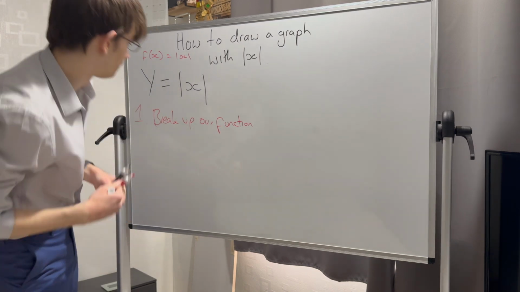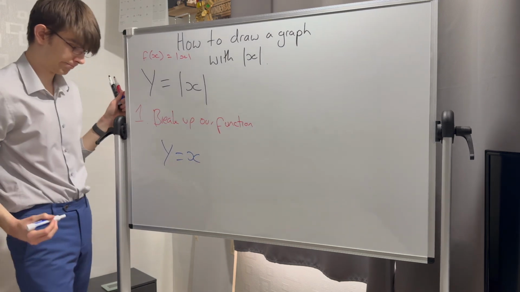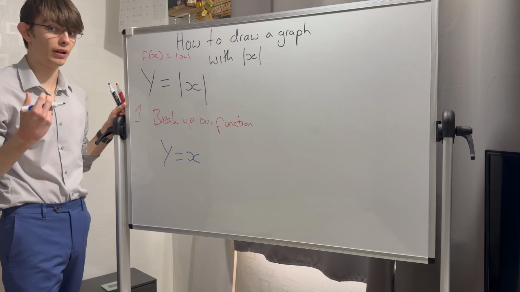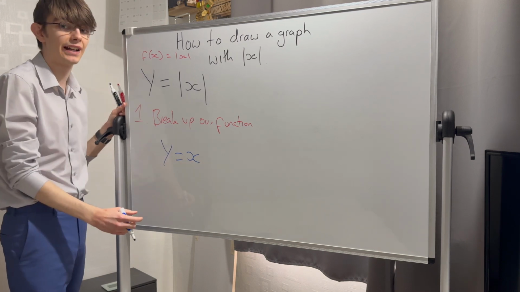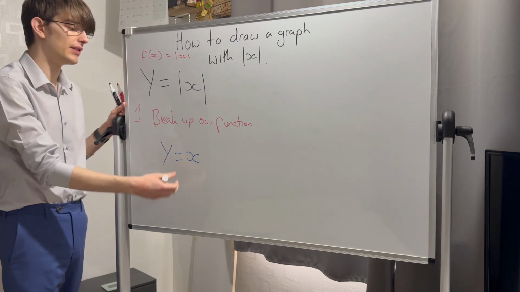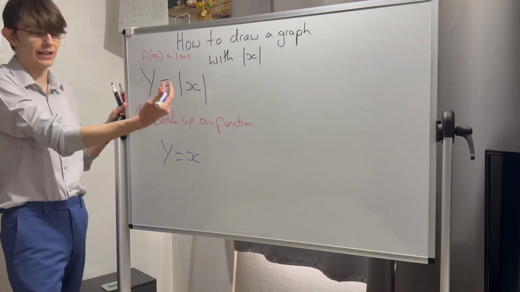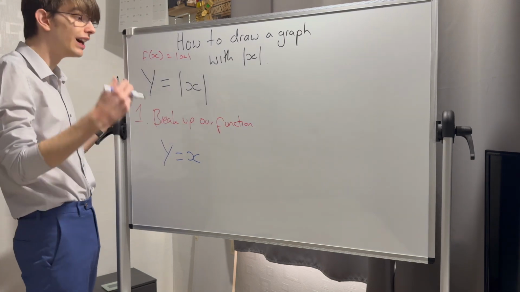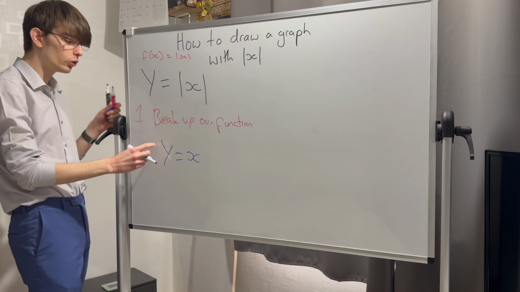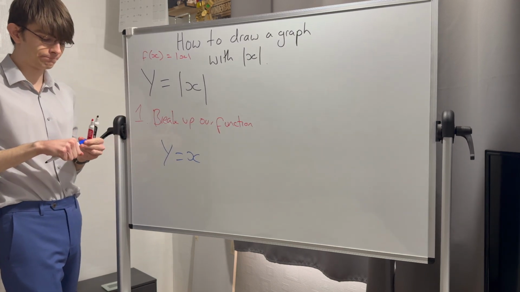Start off with y equals x. Most graphs are going to boil down to y equals x with a load of rubbish, with a load of gunk stuck to it. Maybe there's a 2, maybe there's a +7, maybe there's a cos or a sine or a tan, or maybe there's a modulus. But at the core, all of our functions are just a something y equals something x. So start off with that.